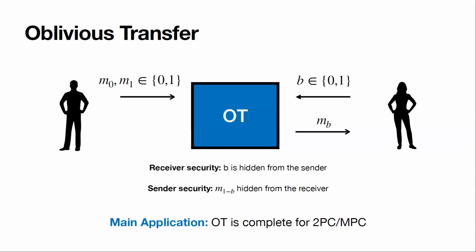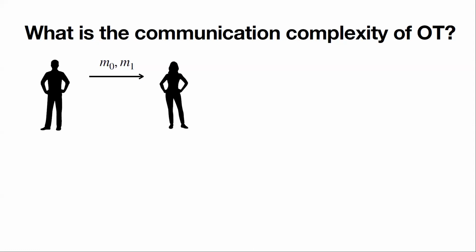And it's well known that OT is a well-established primitive in cryptography with lots of applications, especially in 2PC and MPC. So in this talk, we're interested in the communication complexity of OT. And what's the best communication that we can get from an OT scheme?